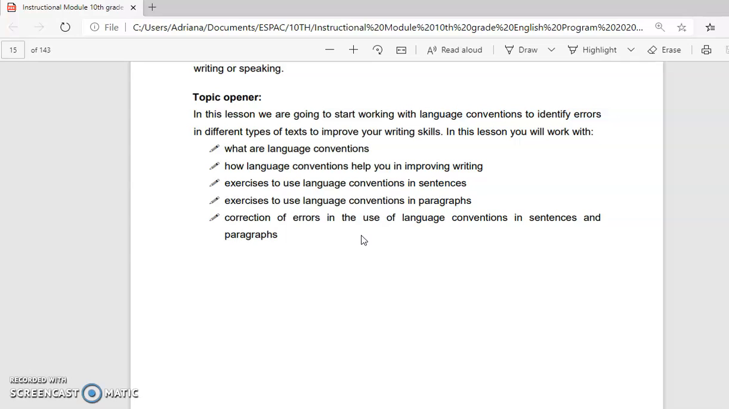So before we start, I wanted to explain what are language conventions in my own words. As you know, every language has its own set of rules, and in English, these are called language conventions.